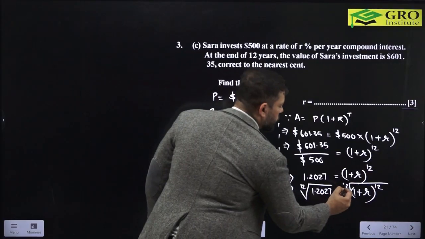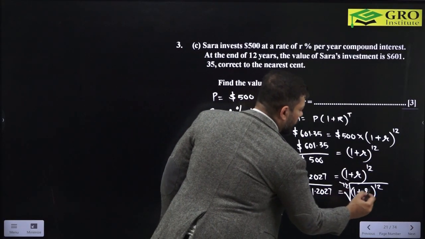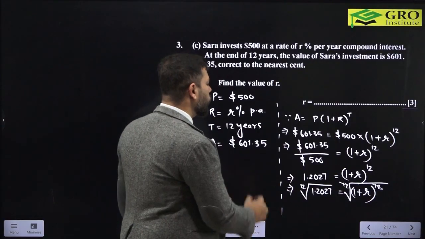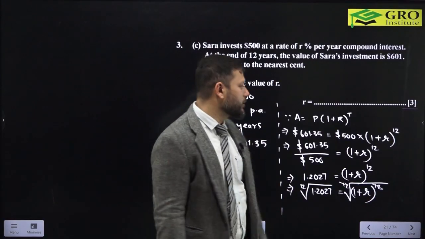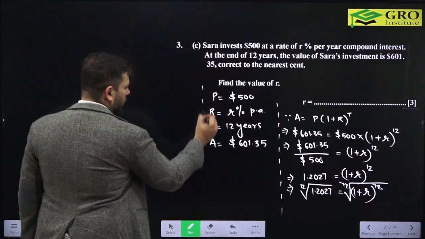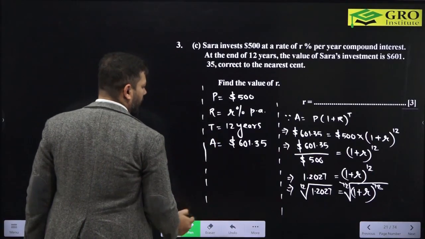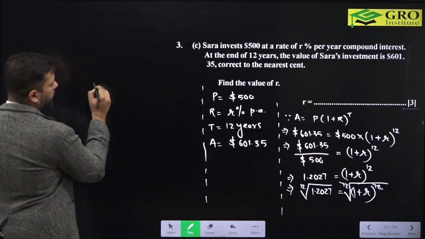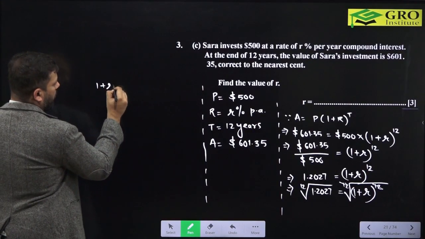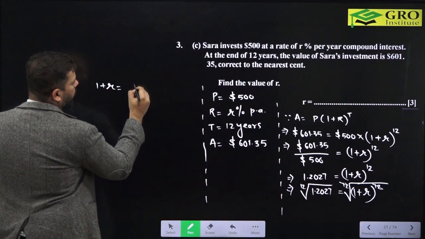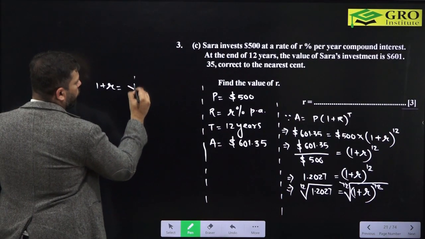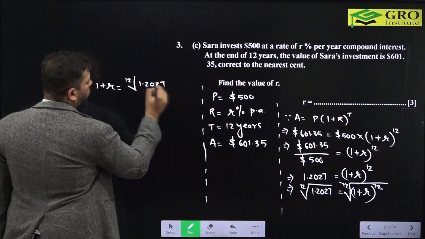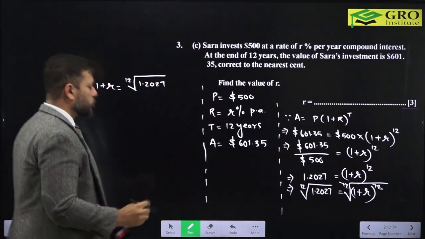Isn't it, guys? So this 12th root will cancel this 12, and now we need to find out the 12th root of 1.2027. I am doing my calculation here. You can have a look. Here what do we have? Now we have 1 plus r is equal to 12th root of 1.2027. Okay guys, let us quickly find out.